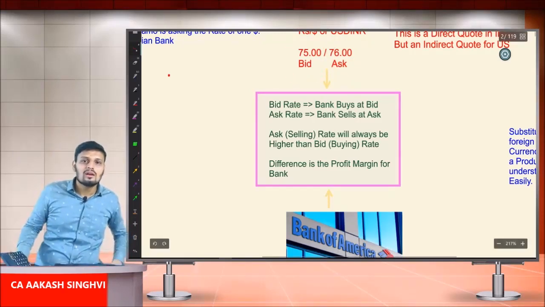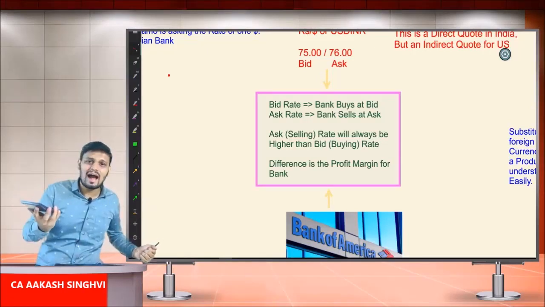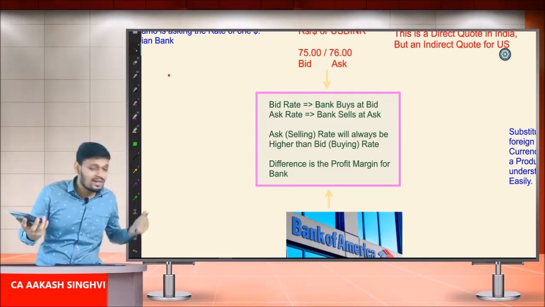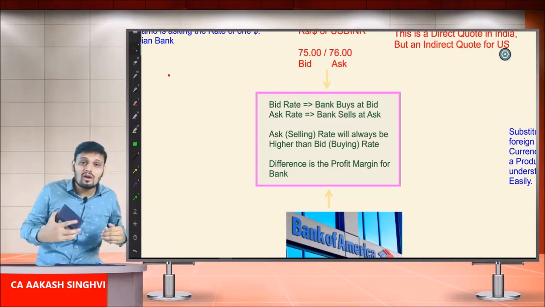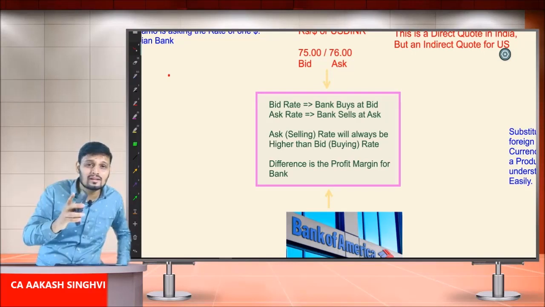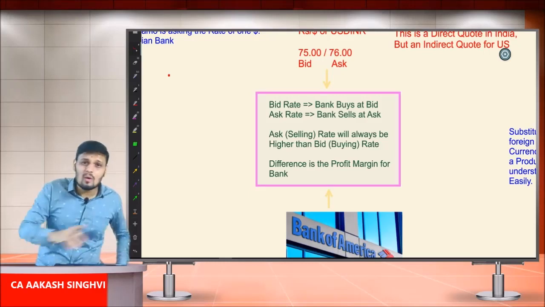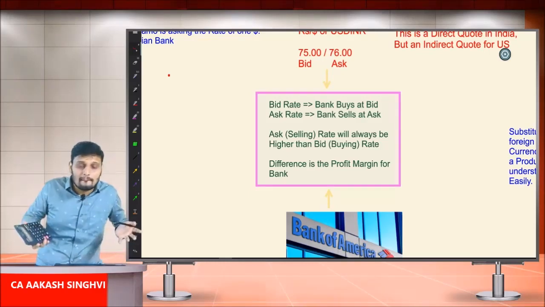Sir, how? Obviously, we are going to buy coke at a lesser rate and sell coke at a higher rate. Selling coke is nothing but the ask rate. Buying coke is nothing but the bid rate. So for a bank, there can be no possibility that the ask rate will be lower than the bid rate. Are you getting my point? The ask rate can never be lower than the bid rate. There is no possibility whatsoever.